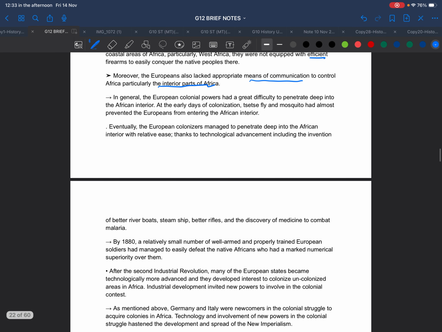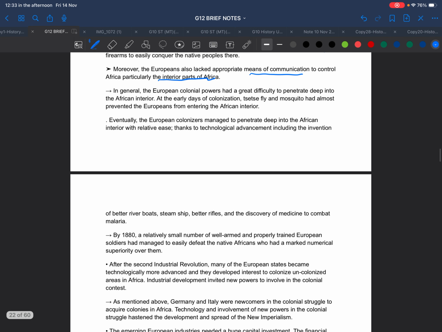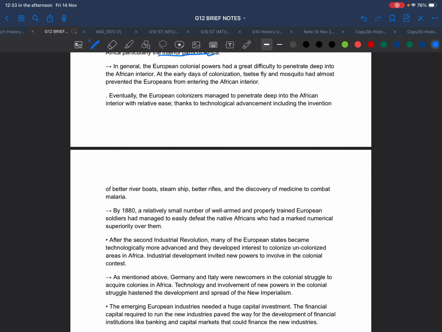Moreover, the Europeans did not have any deep, detailed knowledge about the interior parts of Africa, especially the rivers, and to what extent raw materials were there in African rivers. So what it means is almost leading to explorations. In general, the European colonial powers had great difficulty to penetrate deep, to encroach, to cross the borders deep into the African territory. The African interior was very difficult.